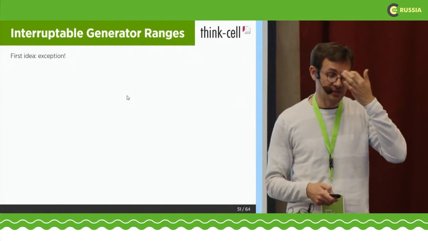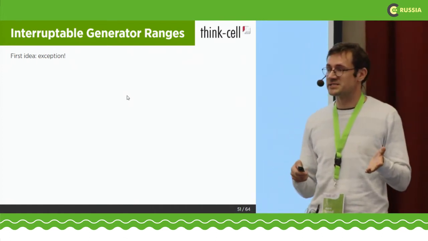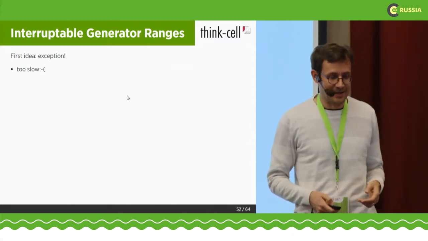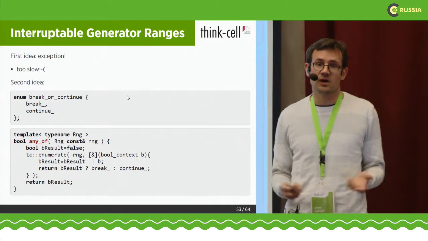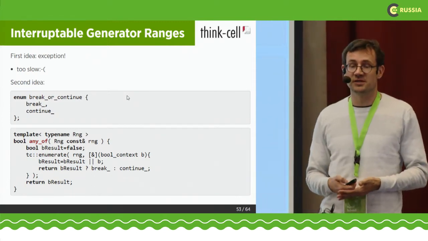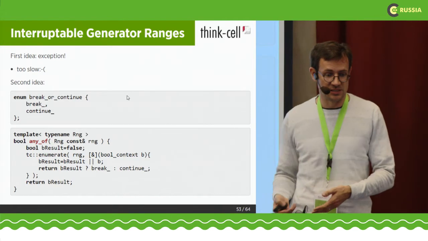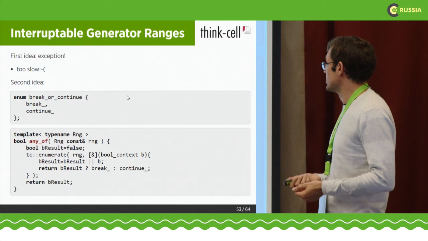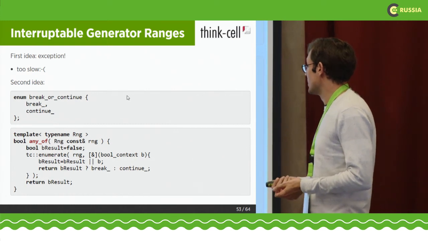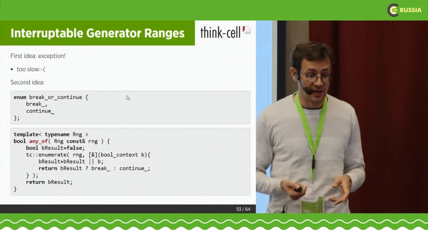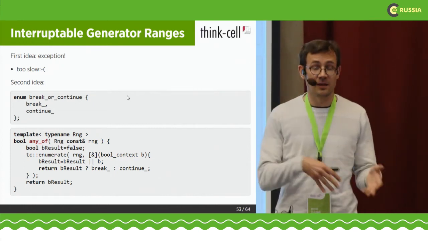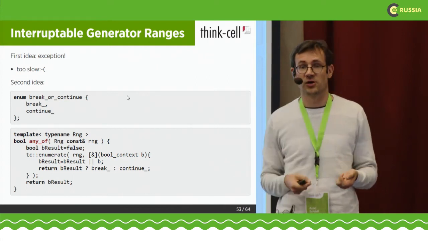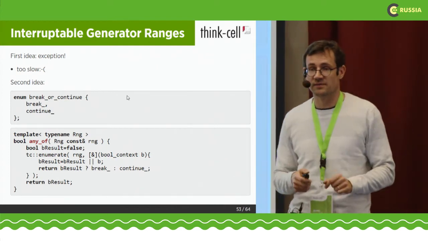So my first idea how to do this was, oh, okay, when we want to stop, let's throw an exception. That's a very bad idea, because that's way too slow. The second idea was, well, okay, let's just introduce a special enum that says, do you want to break or do you want to continue? And then the any-of looks like this. You just say, okay, I'm accumulating my b result as before, and if I found one that is true, then I say, hey, break. And you expect your underlying range to respect that. So while it's iterating, if you are returning break, then it has to say, okay, that's fine, then we're stopping.